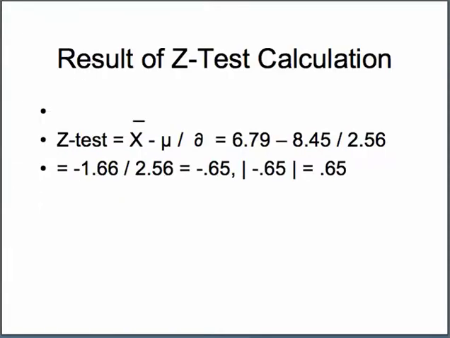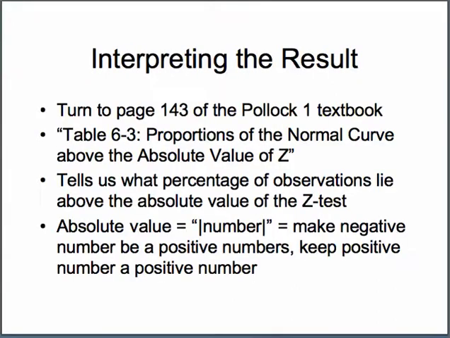Recall that the z-test result ended up being 0.65. What does this calculation mean? To interpret the result, and thus come to a conclusion about the null hypothesis, we need to turn to page 143 in the Pollock 1 textbook. This page is headed by Table 6.3, Proportions of the normal curve above the absolute value of z. This table tells us what percentage of observations lie above the absolute value of our z-test calculation.